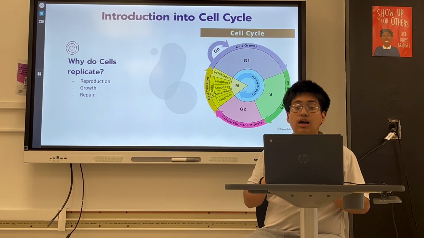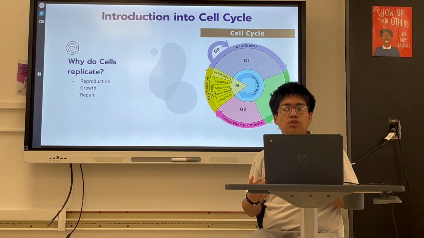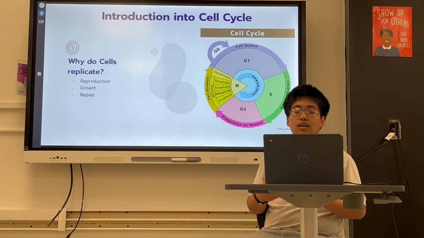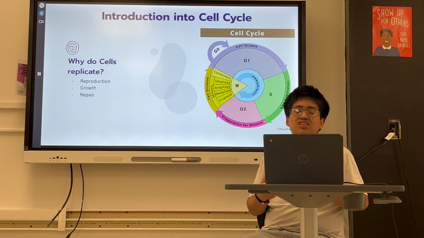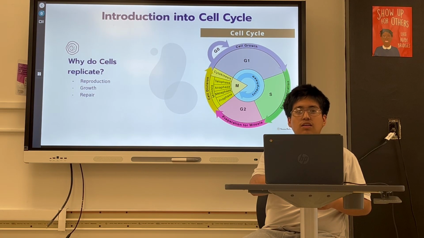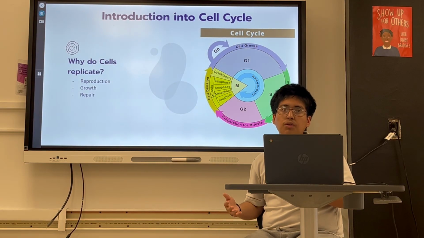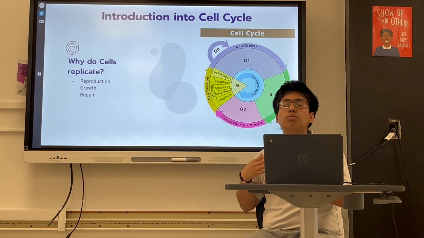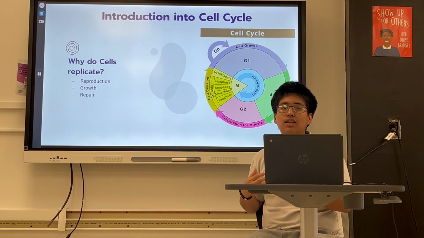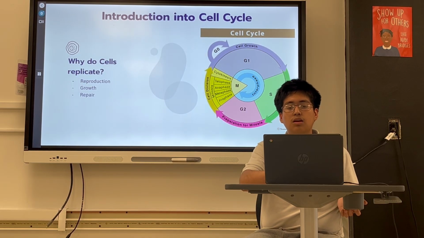The cell cycle has four parts, but three are the most important: G1, S, G2, and also G0. G0 is more of a resting phase of the cell, when the cell has already finished replication or is not preparing itself at all, and it is not necessary for it to replicate.